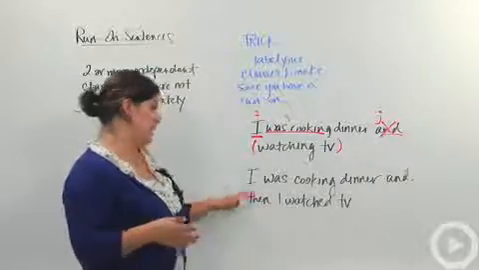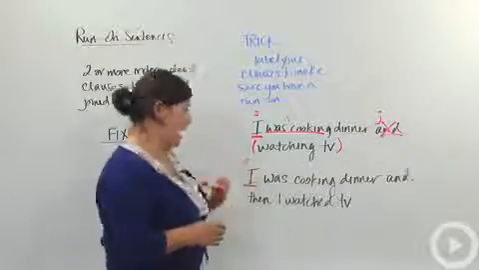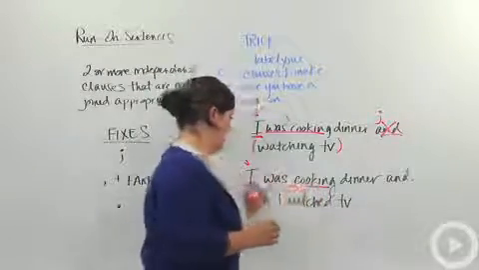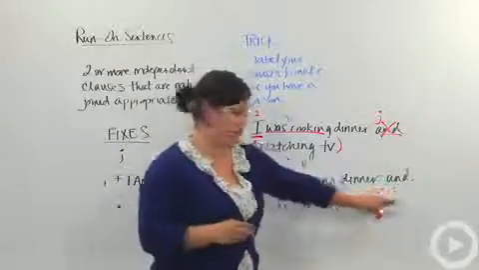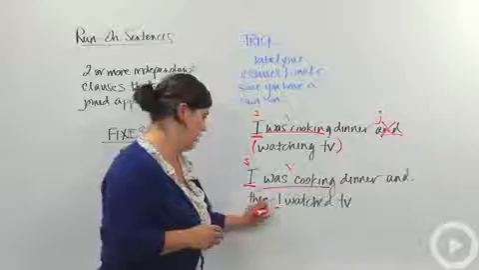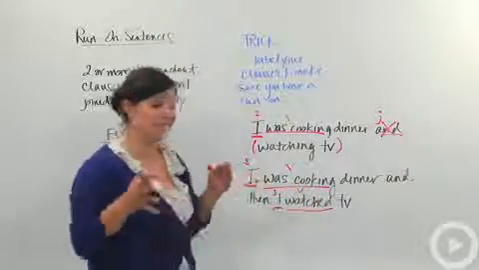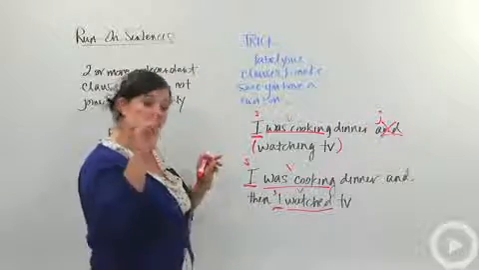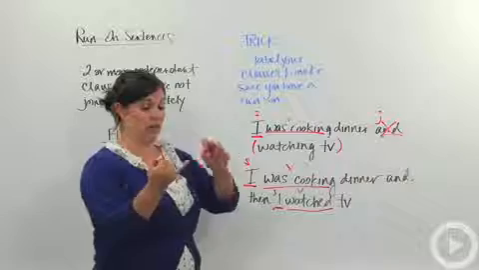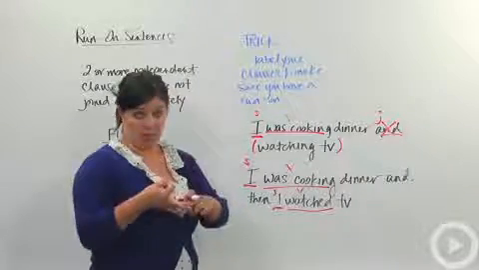I was cooking dinner and then I watched TV. All right, let's look for subjects. So we've got I there, and again, our verb was cooking. And if we look after our conjunction, we've got another subject, I, and then another verb, watched. So this is a run-on sentence because we know the rules are that if you've got two independent clauses, they've got to either be joined with a comma and a FANBOYS, a semicolon, or split up with a period.